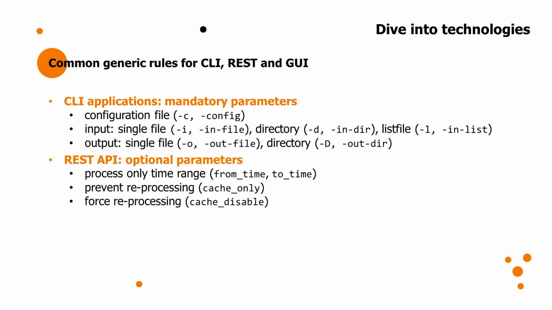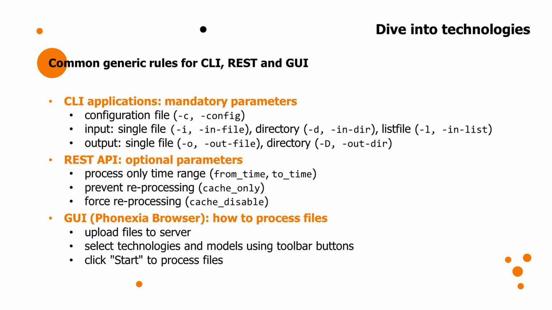REST API queries support following optional parameters: from time and to time, allowing to specify only a part of the recording to be processed; cache only parameter, allowing to prevent reprocessing of a recording. It means to return results only if they are already present in a cache from previous processing; and cache disable parameter, which does the opposite, forces reprocessing of the file without caching the results. Any eventually existing results cached previously are retained in the cache.